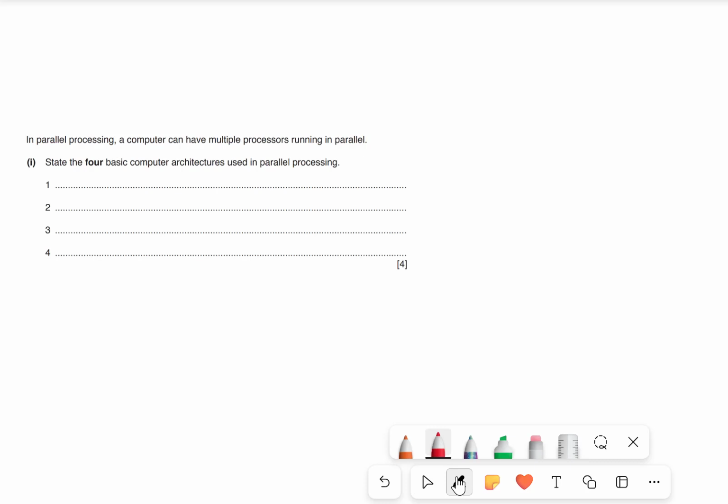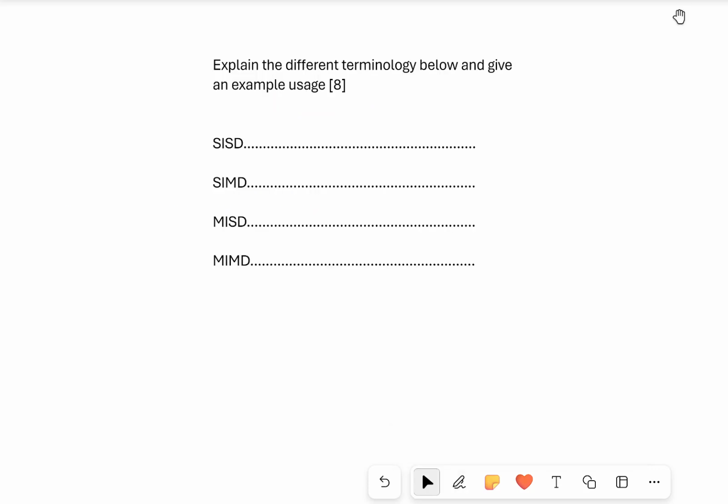So there are 4 different architectures which are used in parallel processing. So we call it Flynn's taxonomy. You've got SISD, SIMD, MIMD, and MISD. So pause the video, give this question a go yourself first.